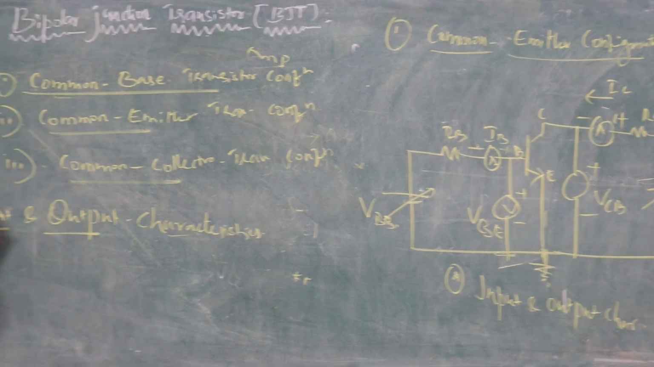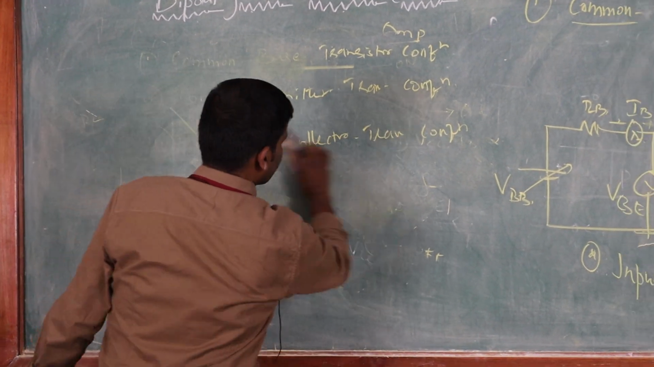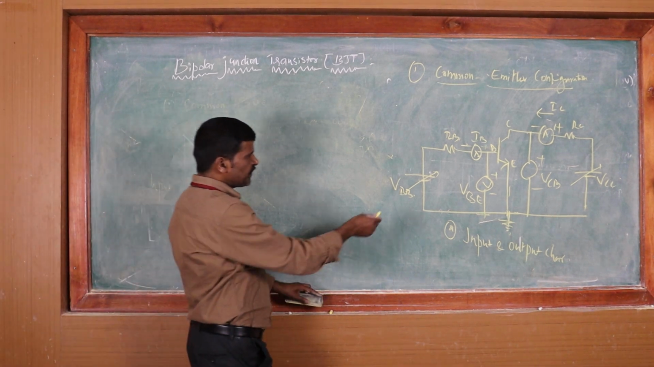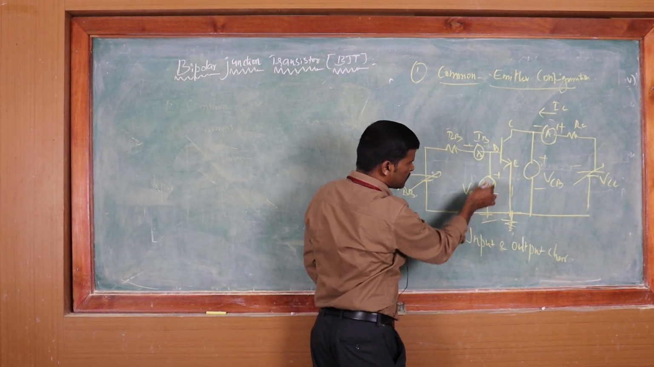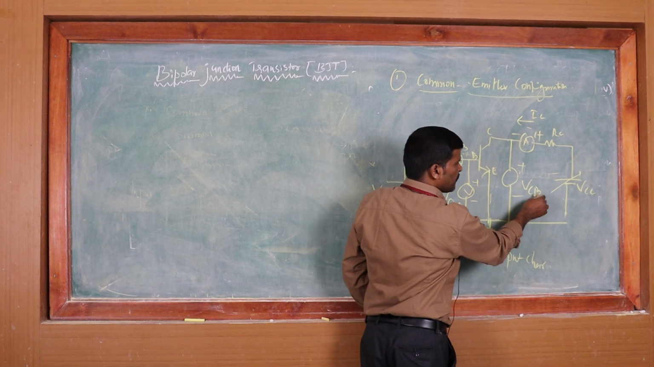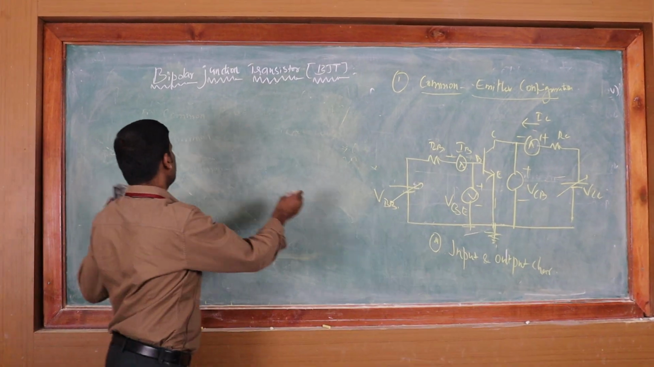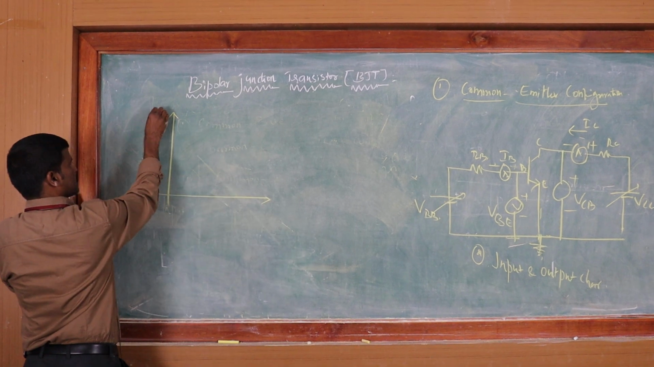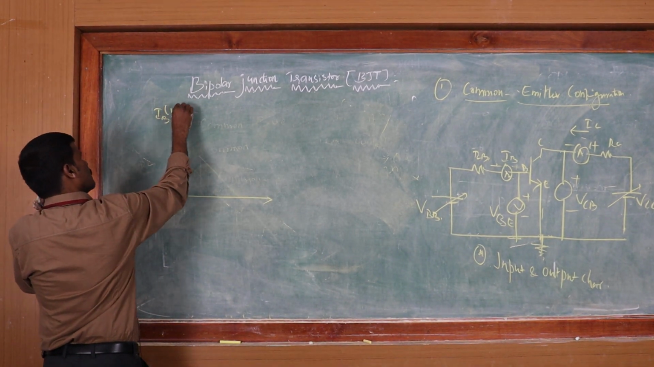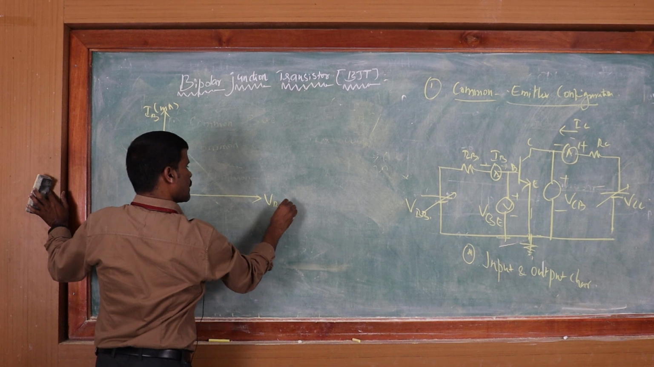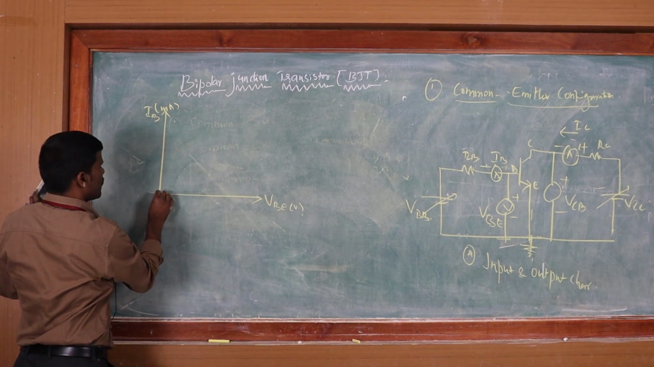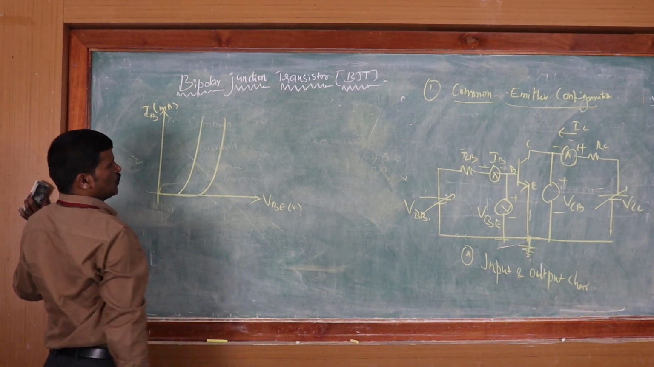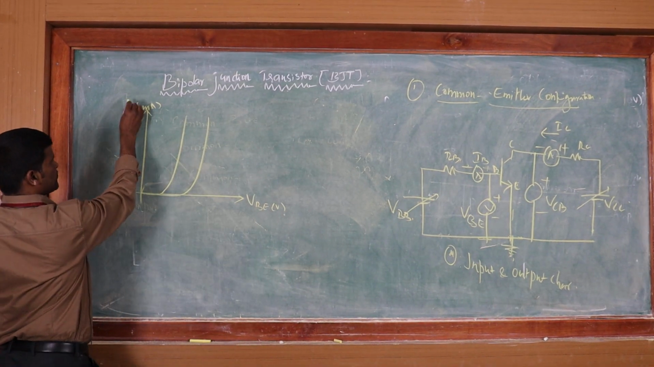So how do we find the input characteristics for the CE configuration? In CE, what are the input characteristics? IB versus VBE, keeping the output voltage VCE constant. For example, IB versus VBE, keeping VCE as constant.